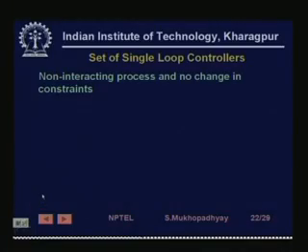Similarly, suppose we have 2 options. We actually have to simultaneously control a number of process variables. So what are our options? Either we could use a set of single loop controllers, that is manipulated variable A controls variable B, manipulated variable C controls variable D. So A to B, one single loop controller gives feedback of B and drives A, gives feedback of D and drives C. So you have a set of single loop controllers.